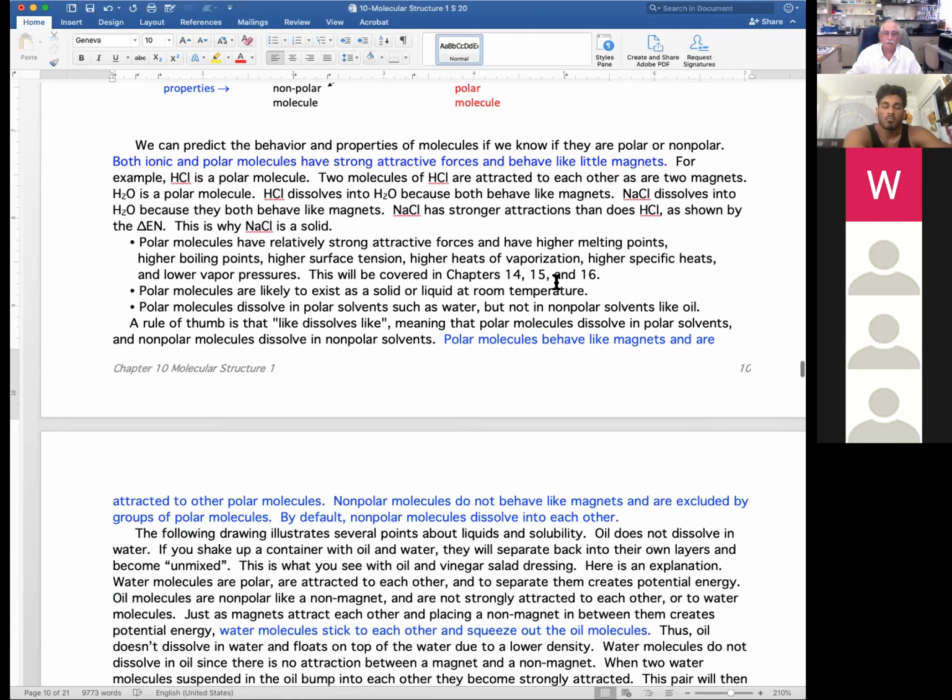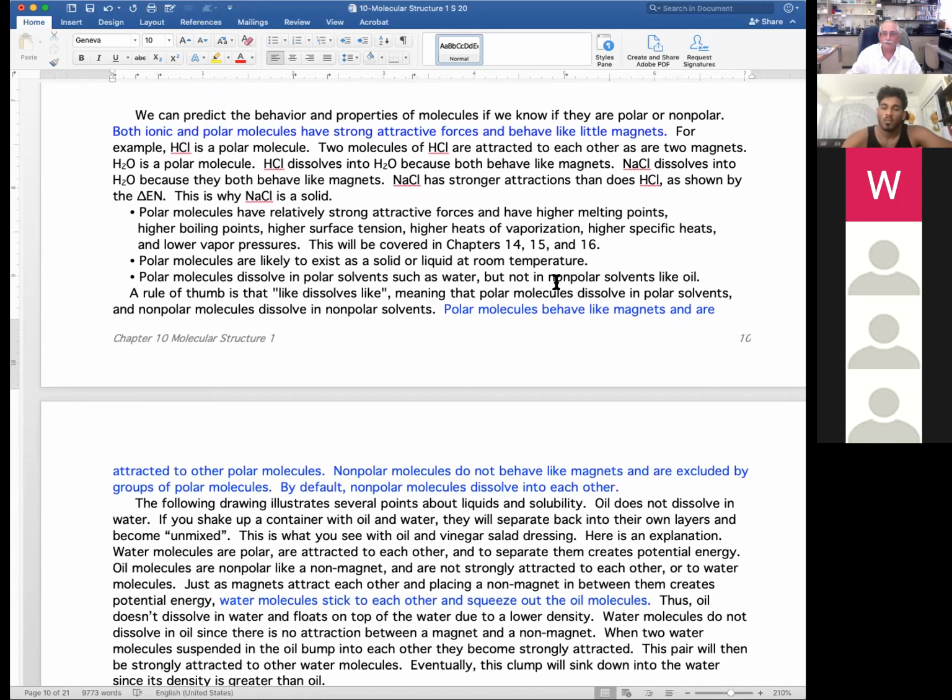So yeah, this does take a few readings for it to start to sink in. No question about that. It's one of the more difficult things you're going to encounter in chemistry.